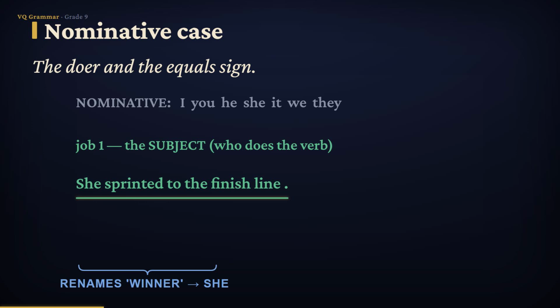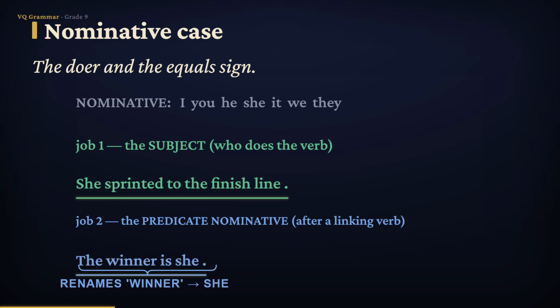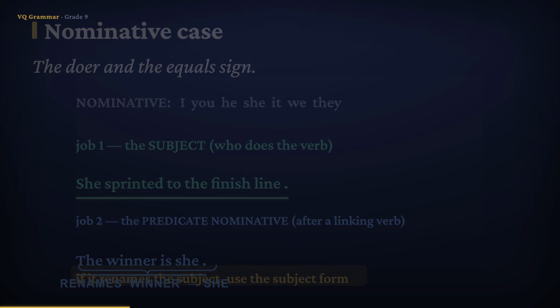Its second job is quieter and catches people off guard, the predicate nominative. That's a pronoun sitting after a linking verb, like is or was, renaming the subject. The winner is she. It sounds a little formal, doesn't it? But because she simply renames the winner, winner equals she, it takes the same nominative form a subject would. If the pronoun renames the subject, use the subject form.